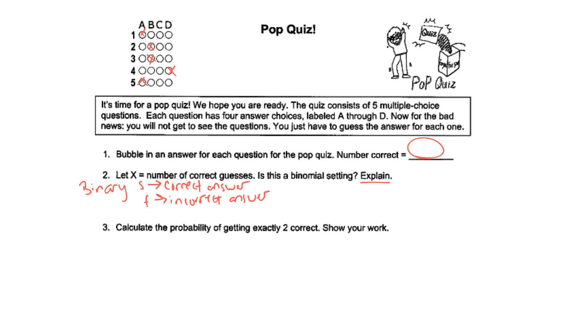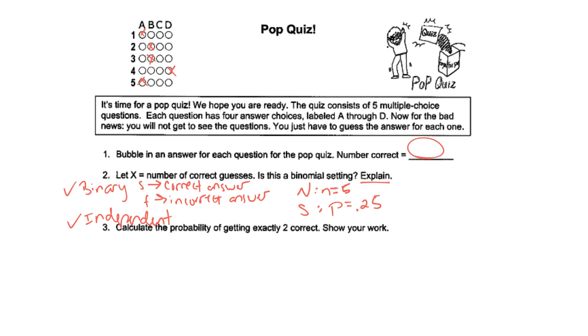So we need to define those so it meets those conditions. Are they independent? Is each trial independent of the other? So basically, is number one independent of number two? Yes, it is. Each answer doesn't affect the other. Do I have a set number of trials? Yes, I have 5. And do I have the same probability of success every time? Well, my probability of getting a right answer every single time is 0.25 because there are 4 answer choices.